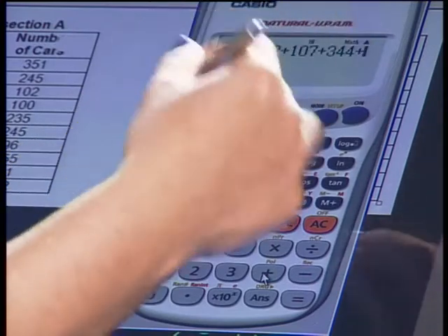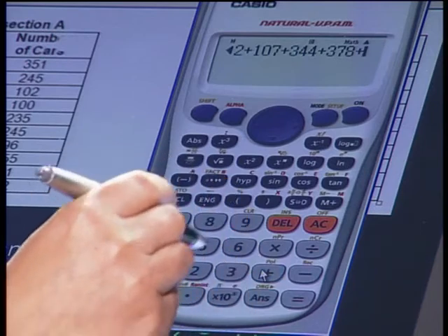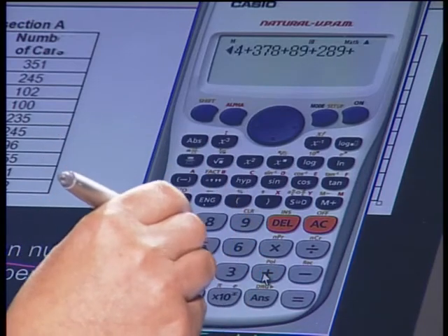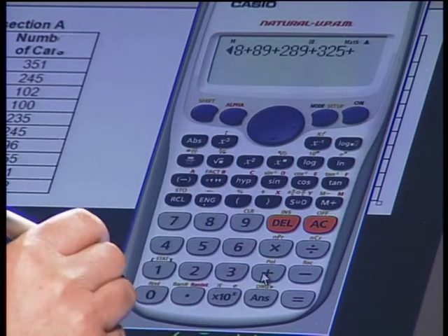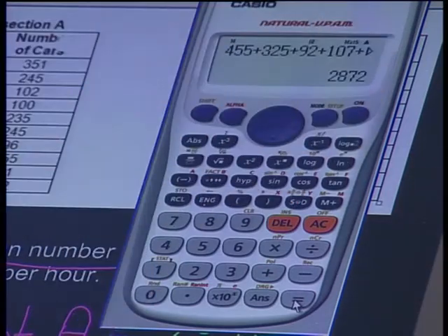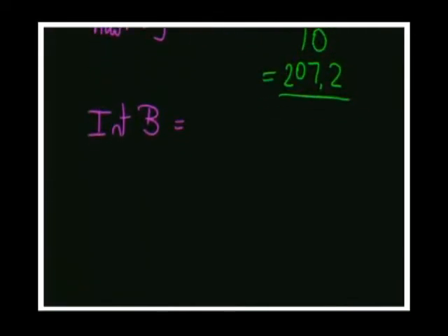Again, checking as I go along. Plus 378 plus 89 plus 289 plus 325, and the last one is 468. And I'm going to get an answer, 2,872. So now let's write that number into our notes. I need a pen again. 2,872. That is my total that I've added up.